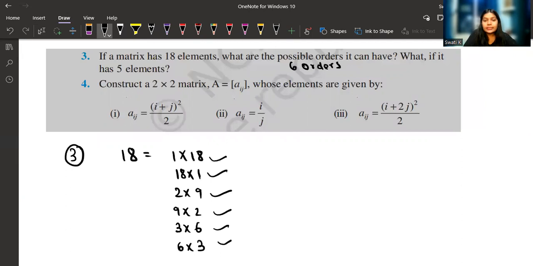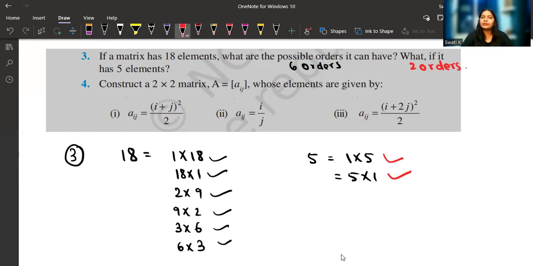The next part is, what if it has 5 elements? It is again very simple. If it has 5 elements, that means you are going to write 5 as 5 into 1 and 1 into 5. So therefore, it will simply become 1 into 5 and 5 into 1. So it has how many possible orders? Only 2. So the answer is, it has 2 possible orders. That is it. We are done. Now we can go to the fourth question.